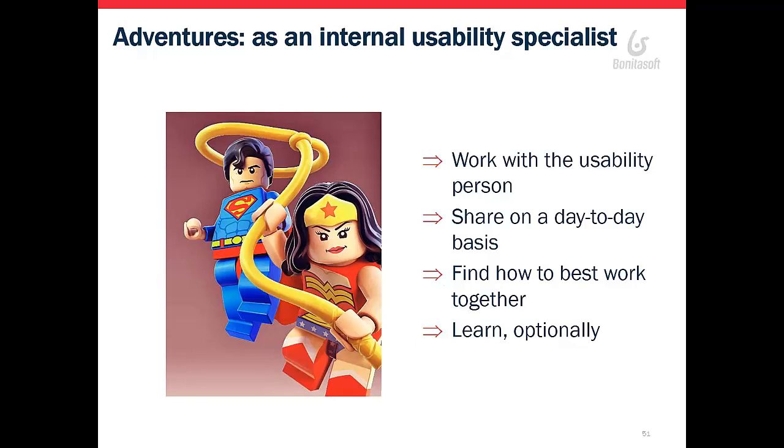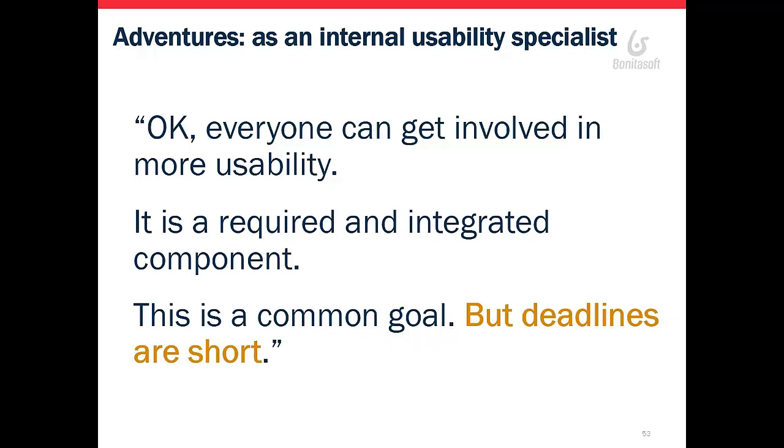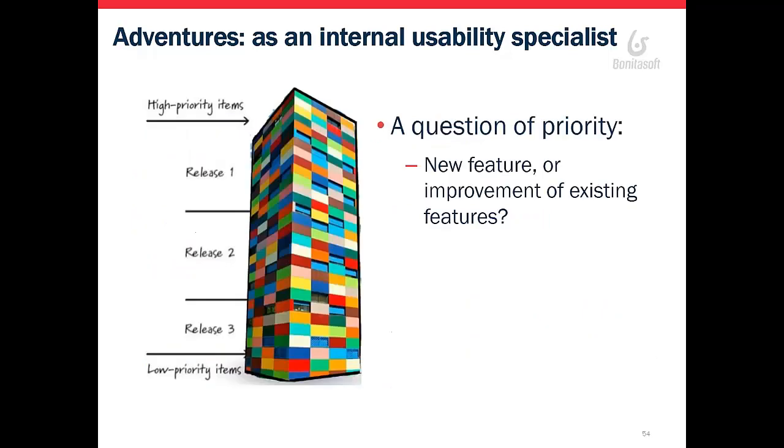So we need to work with the usability person, share on a day-to-day basis, find how to best work together through experimentations, really. And then if you want to learn things about the principles of usability, you can do it, but it's still optional because they are complementary skills, and the usability person can still bear this role of the usability principles. It's all right. So everyone can get involved in more usability, and this is a common goal, even with short release deadlines. So how do we do, because deadlines are still short, how do we make it come true then?